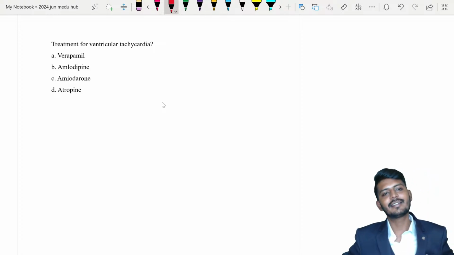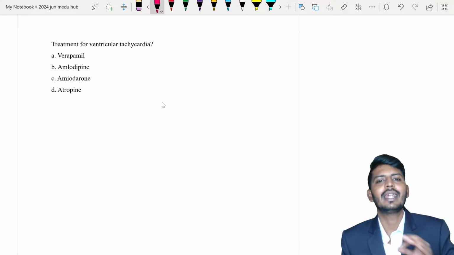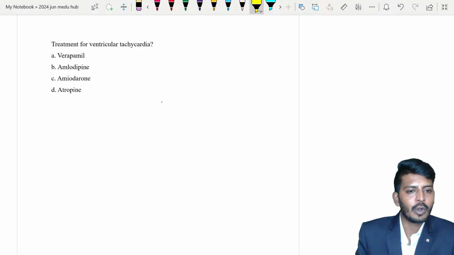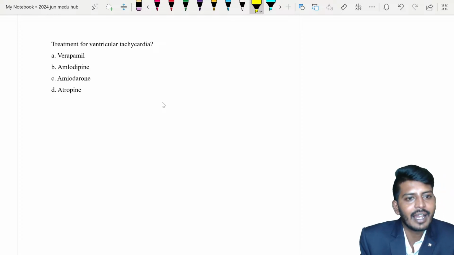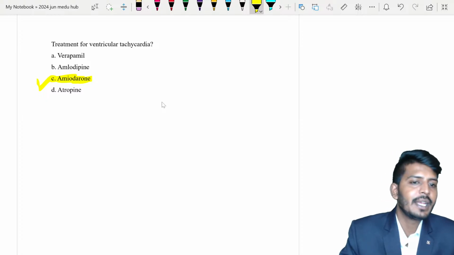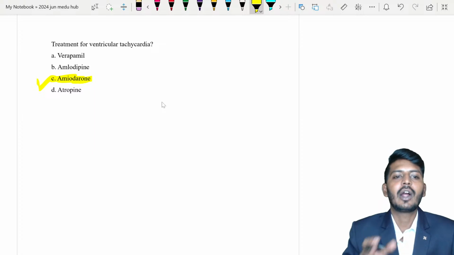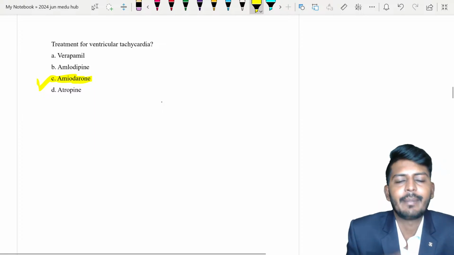Okay, according to the latest ACLS protocols, advanced cardiac life support protocols, Pradeep, Medico, Bhavesh, all of you are correct. The drug is amiodarone. Amiodarone itself has a lot of questions and also drug of choice questions. First, let's look at ventricular tachycardia.